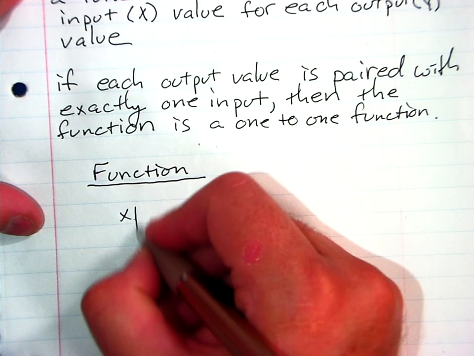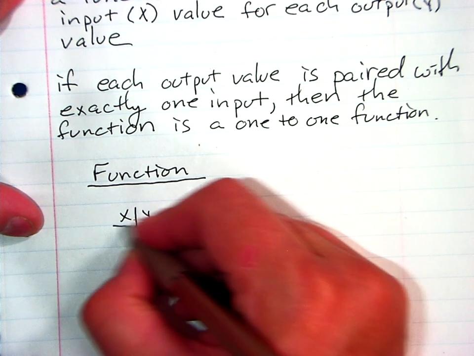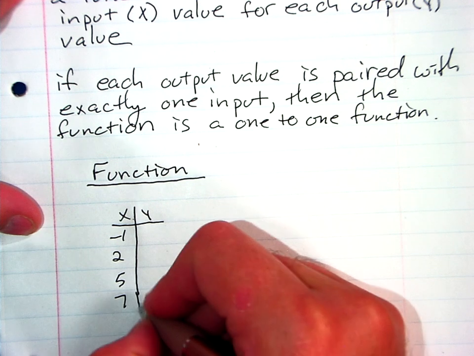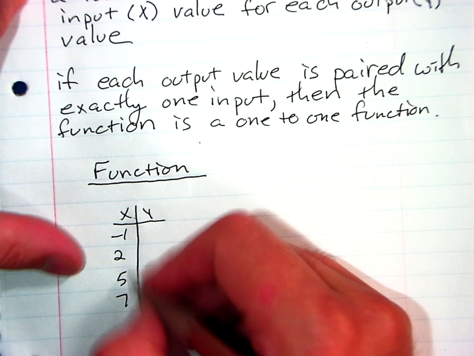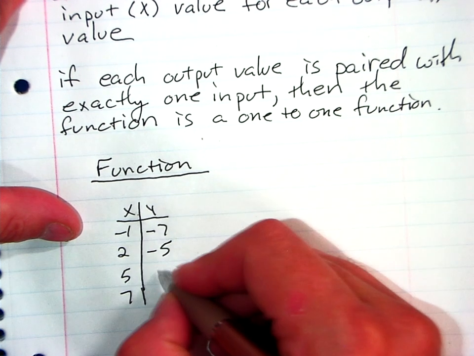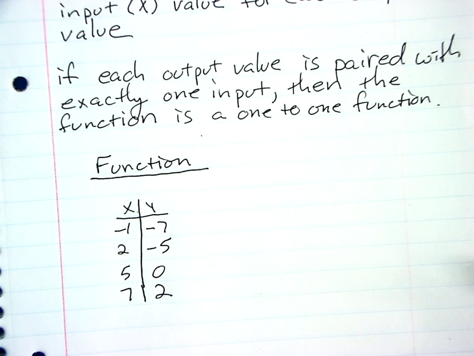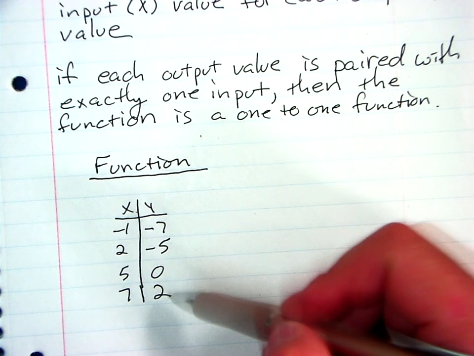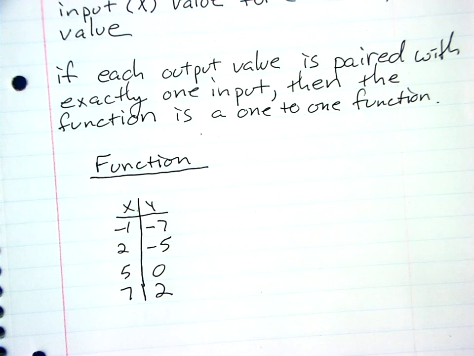All right, let's say we have a function table. My input values are -1, 2, 5, and 7. My output values are -7, -5, 0, and 2. All right, so let's see. It's a function if there is only one input value for every output value. Does -1 repeat? Nope, 2's not, 5's not, 7's not. So that is a function.